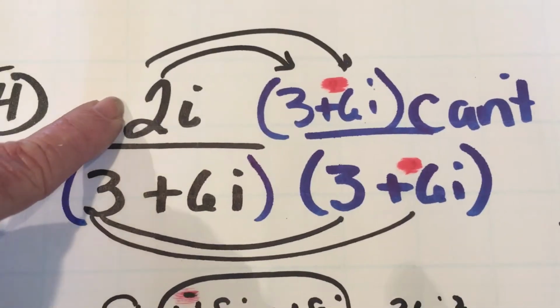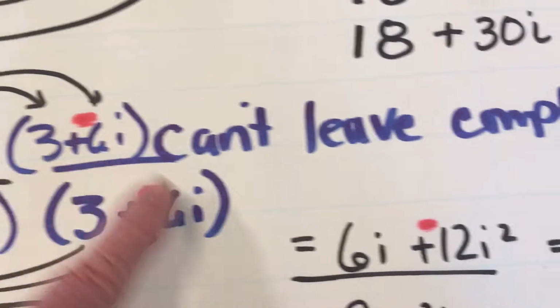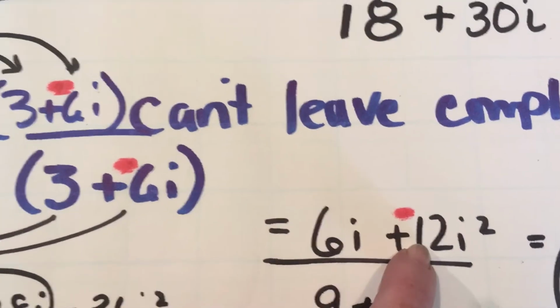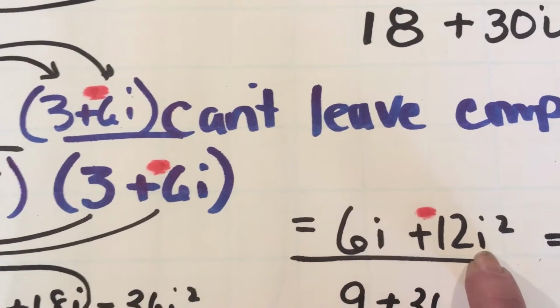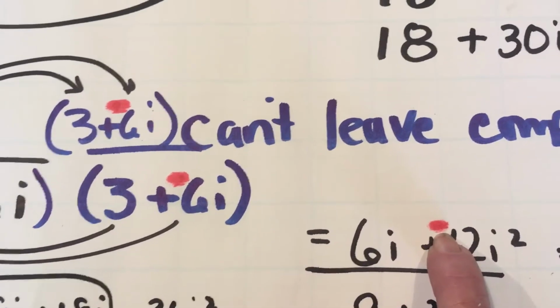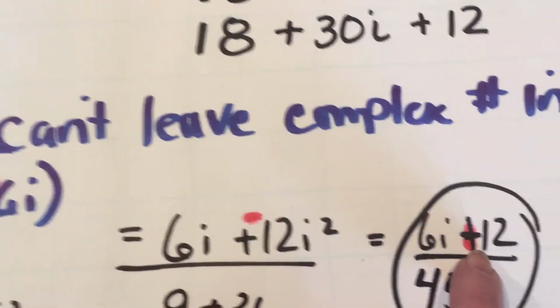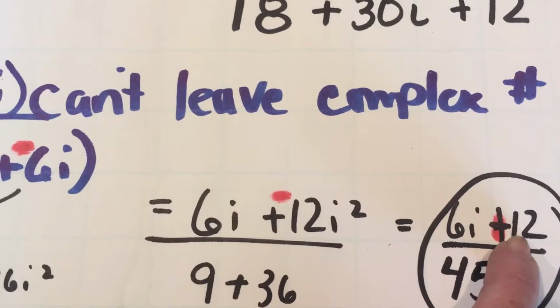So when we multiply on top, we have 2i times 3, which is 6i. We have, using the distributive property, 2i times negative 6i, which will give you negative 12i squared. Remember, i squared is the same thing as negative 1, so we have a negative 1 times a negative 12, which will give me a positive 12. So we have 6i plus 12 for our numerator.